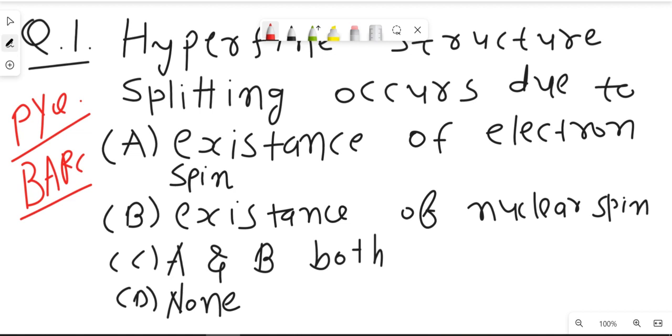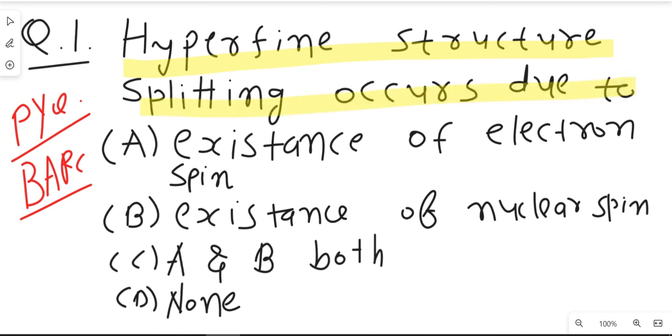Okay, so first question is: hyperfine structure splitting occurs due to. So here we are asked that hyperfine structure splitting occurs due to. जो हाइपरफाइन स्ट्रक्चर का जो स्प्लिटिंग होता है वो किस वजह से होता है वो हमें पूछा गया है.